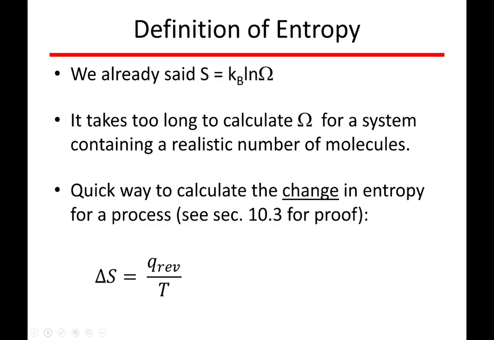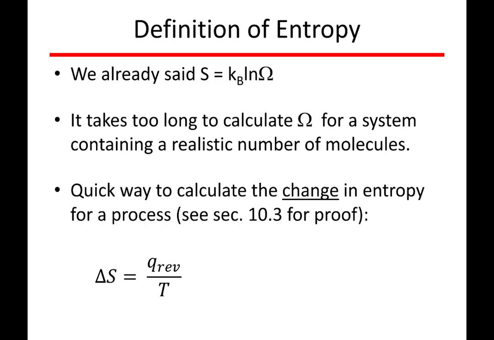And if you want to see a proof of where this equation comes from and how you go from S equals k_B natural log of omega to delta S equals Q reversible over T, I'll refer you to section 10.3 of the chapter from the textbook so that you can see the proof. It takes up 3 pages. It takes up a substantial amount of time to go over the proof, and I'm not testing you on the proof, so I'm not going to go over it here in these videos. What you need to know is this: delta S equals Q reversible over T.